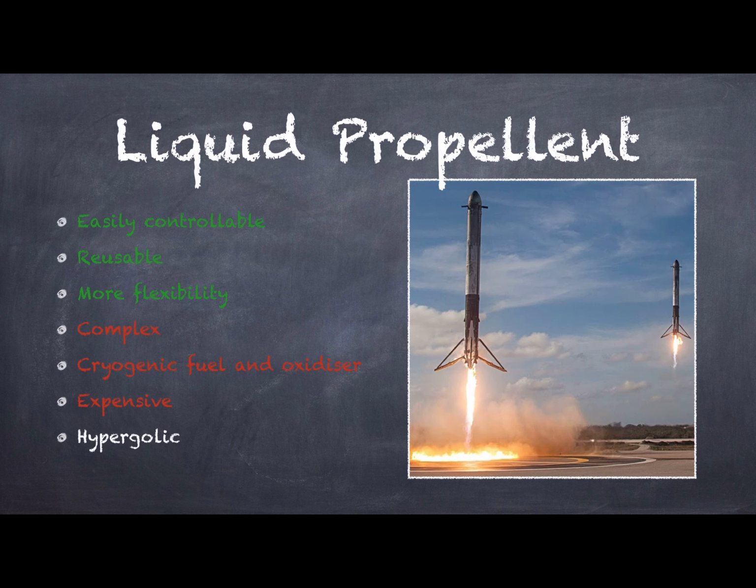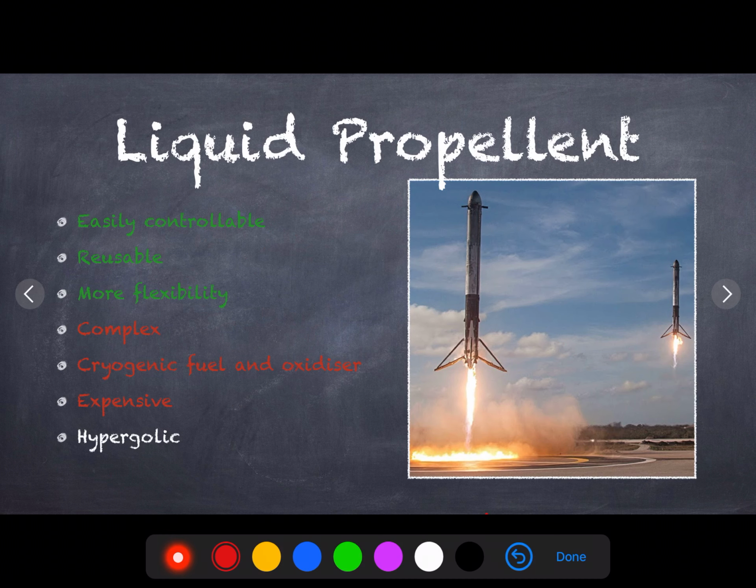Now let's move on to liquid propellant. Right here you can see liquid propellants have some basic pros, which are that they are very easily controllable. Which means you can turn the engine on, turn it off, you can increase the thrust it is outputting, or decrease it. All these things make it very suitable for space programs.